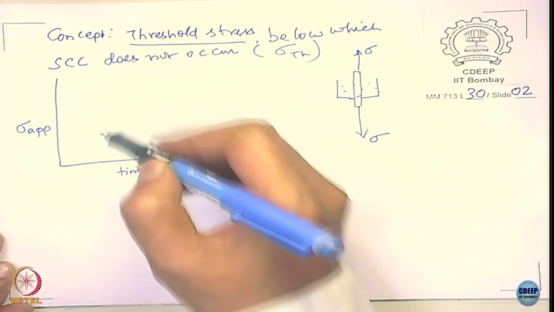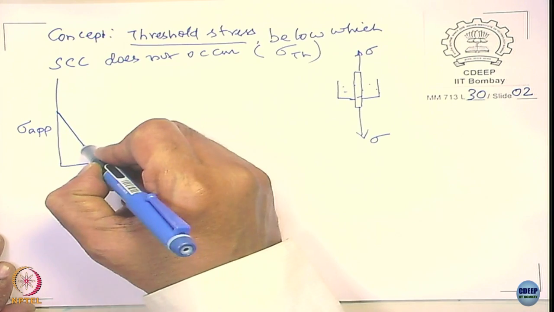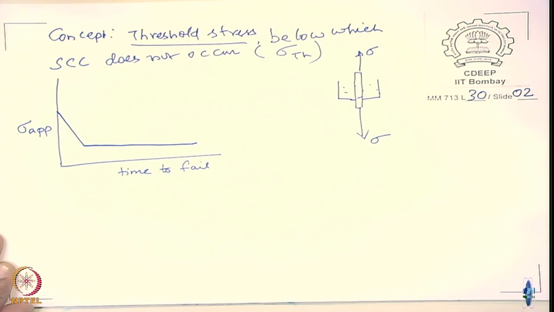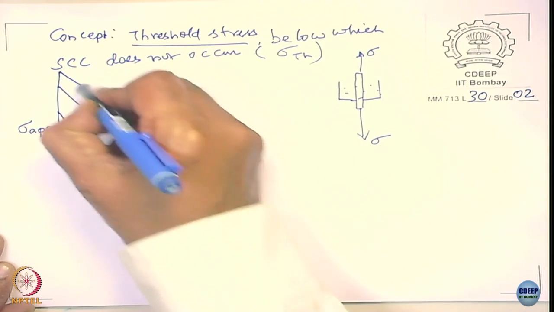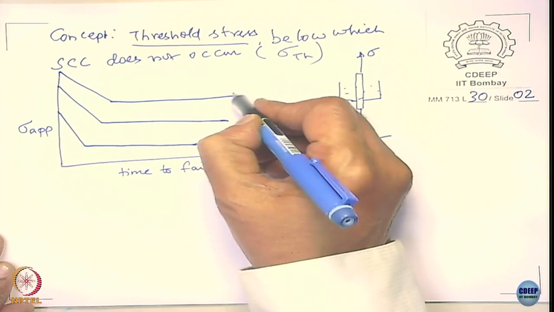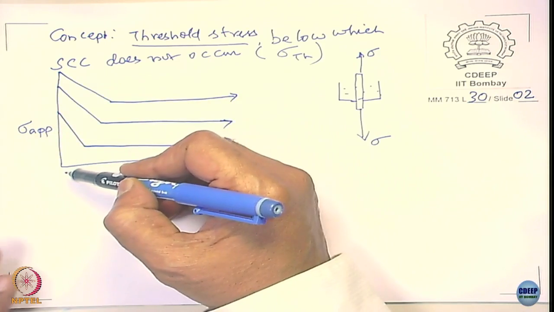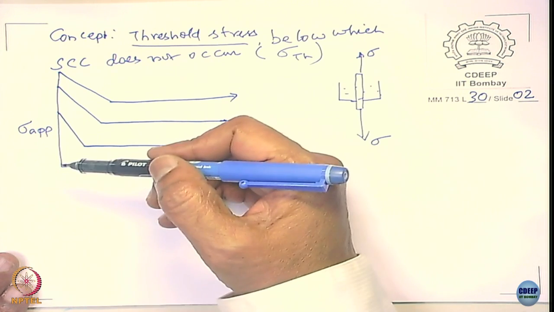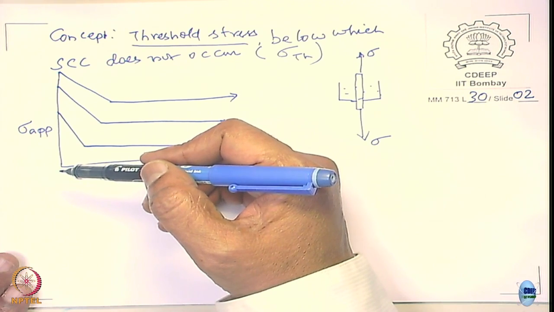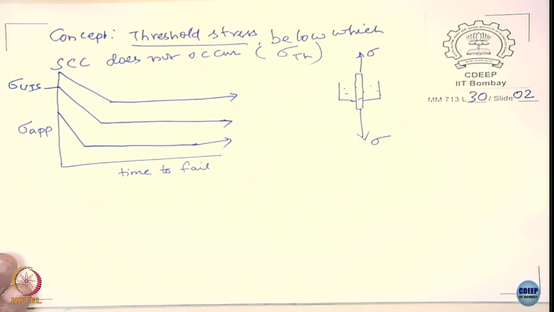And if you notice that something like that, you get a curve like this. When I apply a stress, it fails instantaneously, right? What should be the stress at which the metal fails instantaneously? What is this called? Fracture stress, or what do you call in normal terms? It is called ultimate tensile stress, right?